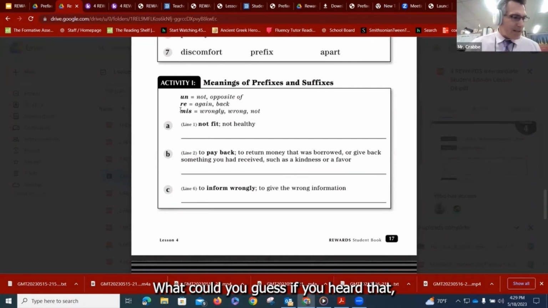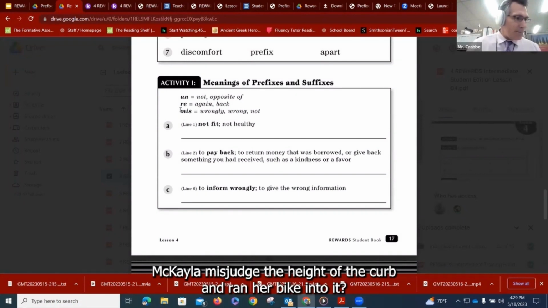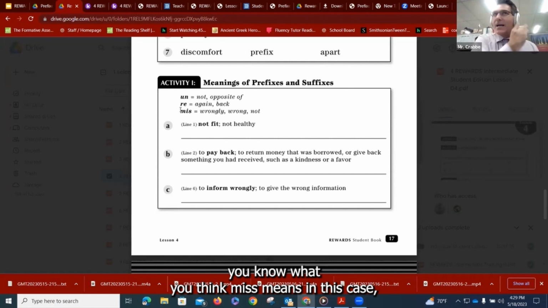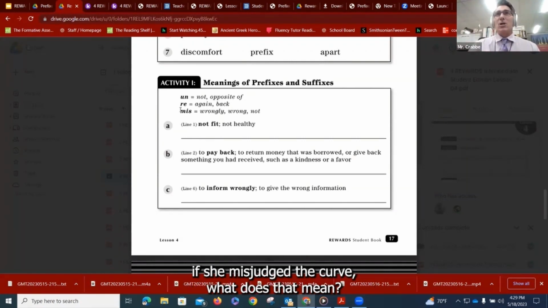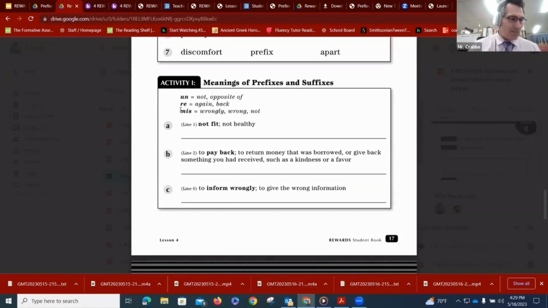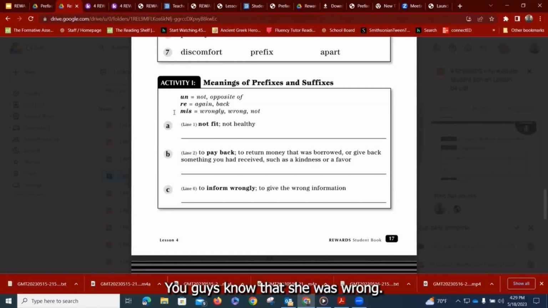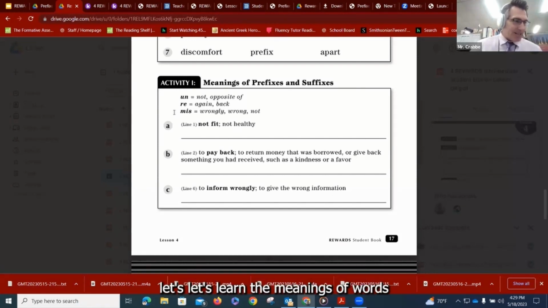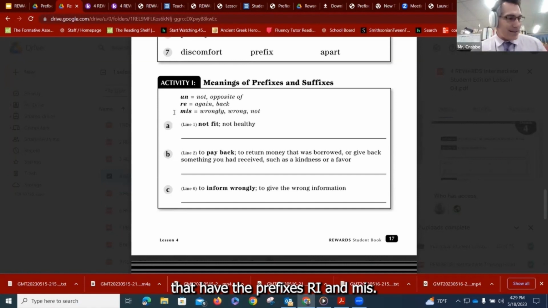What could you guess if you heard that Michaela misjudged the height of the curb and ran her bike into it? So partner 1, tell partner 2, if you have partners, what you think mis means in this case if she misjudged the curb. What does that mean? So you guys, I'd like a volunteer. What could that mean? That she was wrong. That's right. She judged the curb wrongly, or she didn't judge the curb correctly. Let's learn the meanings of words that have the prefixes re and mis.